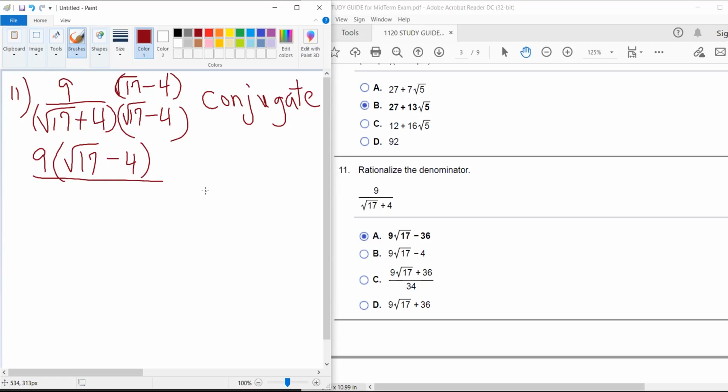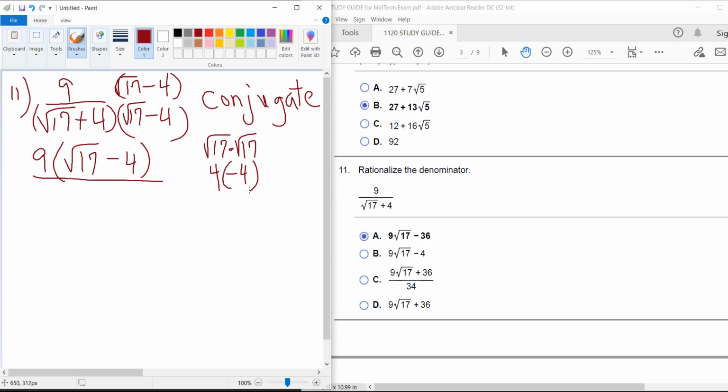You just multiply the first 2 terms and multiply the last two terms. You don't have to do the entire FOIL method. Just multiply your first terms and your last terms.